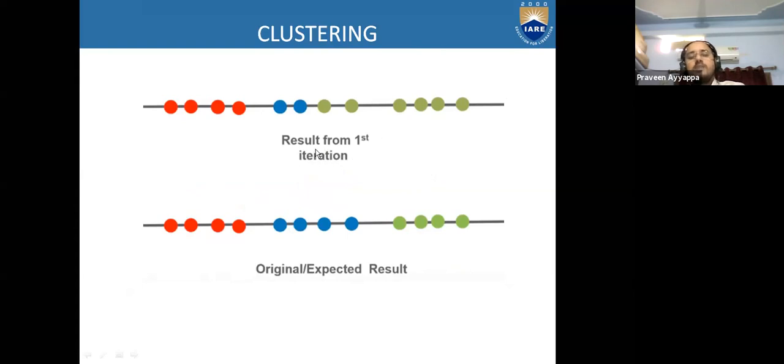And as we have said, k-means clustering is an iterative one. After the completion of the first iteration step, this is the result, and once again we are going to implement the second iteration, where we get the second set of results. This needs to be repeated until we get this original or expected result. Once the expected result comes out, the algorithm stops and gives the final result, where the given data is divided into three different clusters having common objects.